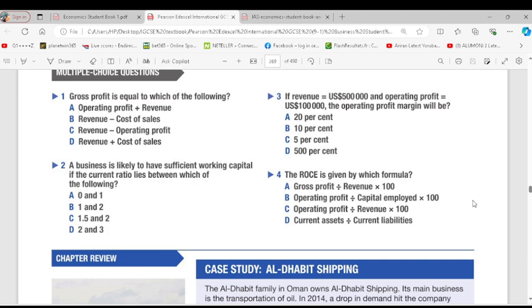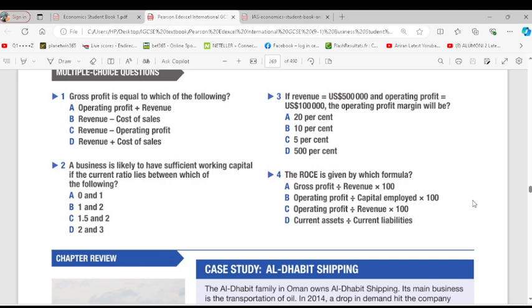Number 3. If revenue equals $500,000 and the operating profit equals $100,000, what is the operating profit margin? We know that operating profit margin is operating profit divided by revenue, multiplied by 100. So we have 100,000 divided by 500,000 multiplied by 100.